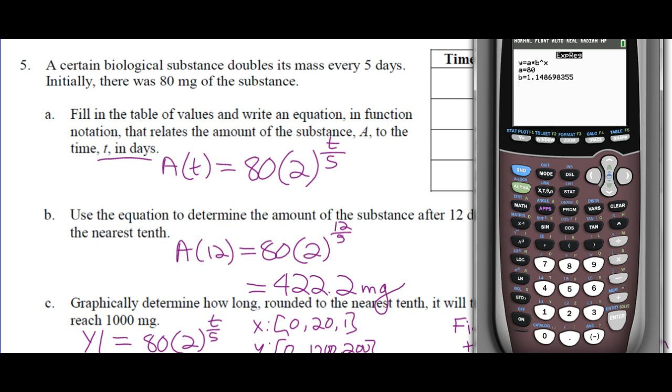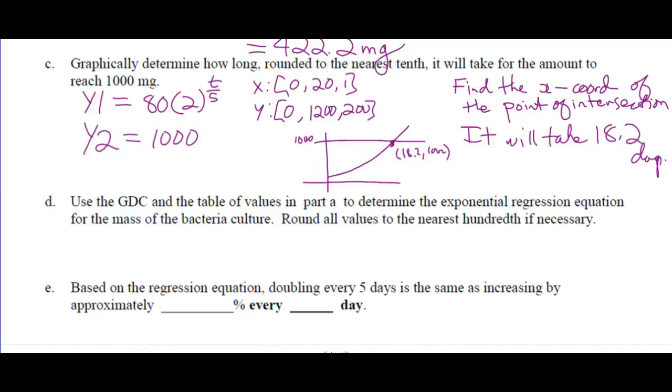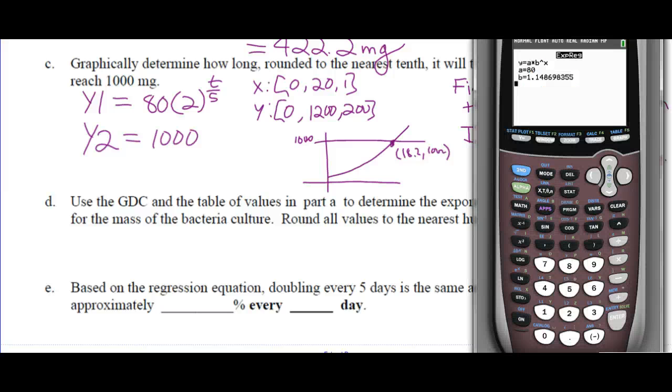And it's 80 times 1.148698355 to the x. Now what that's doing is taking out this over 5, right? Round all values to the nearest hundredth. Okay, so we are going to write the table values in part A. Was it P of T? What were we writing? A of T? Okay. So A of T, or just write it out, Y.